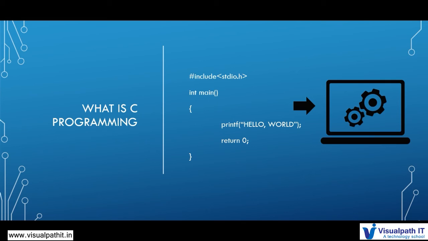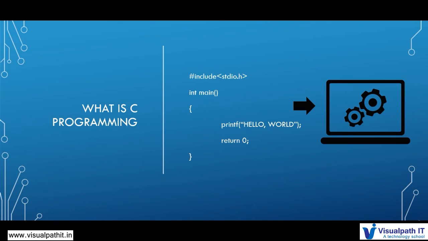The C programming language provides a set of built-in functions. In the above example, printf is a C built-in function which is used to print anything on the screen. C is a case-sensitive programming language. It means in C, if you write printf, and if you write a capital P in printf, it will have different meanings.